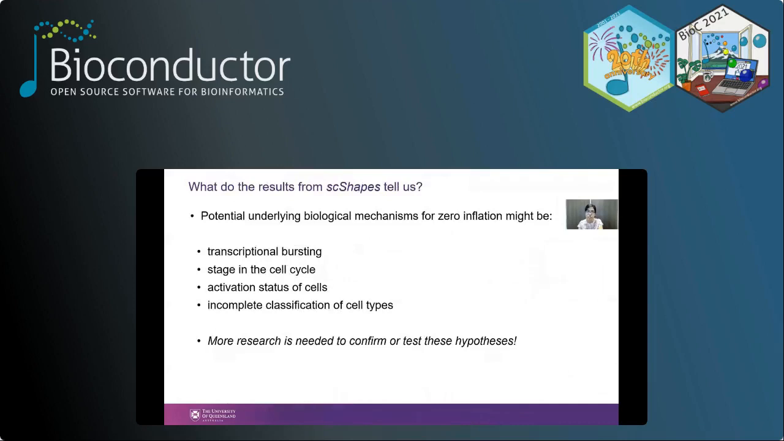So one of the main advantages of our framework is the ability to detect zero-inflated genes. Zero-inflated genes are important as potential underlying biological mechanisms for zero inflation might be transcriptional bursting, stages in the cell cycle, or even activation status of cells. However, more research has to be done to confirm these hypotheses.